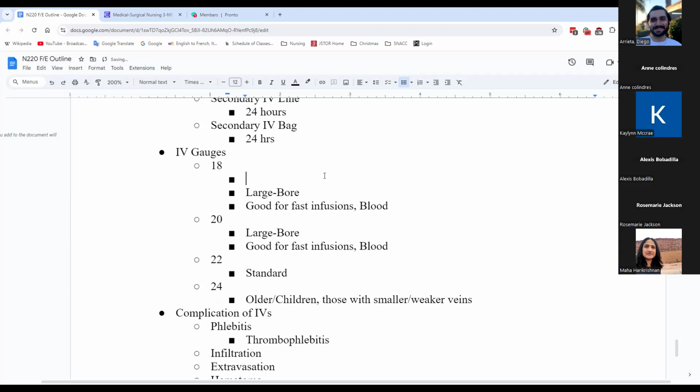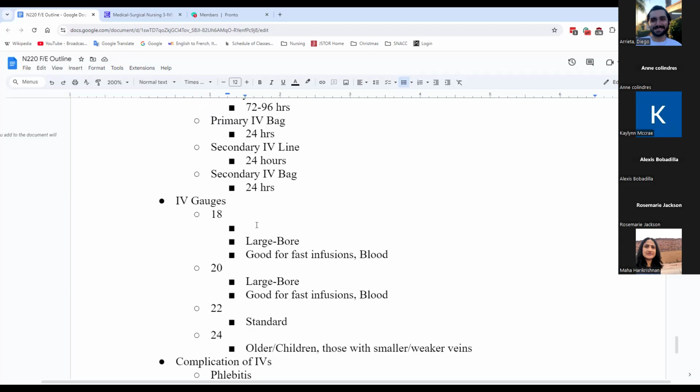Does anyone know the color for 18 gauge? Yeah, this one's green. Which one is best for meds? They're all good for meds. They're all fine for meds. This one's just not going to be as good for rapid infusion. But you can use all of these for meds. But 18 and 20 are going to be better for emergency situations.